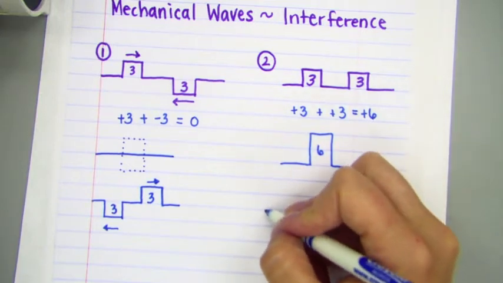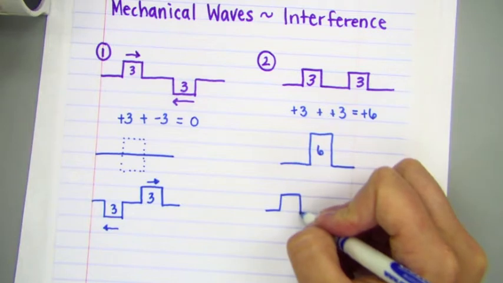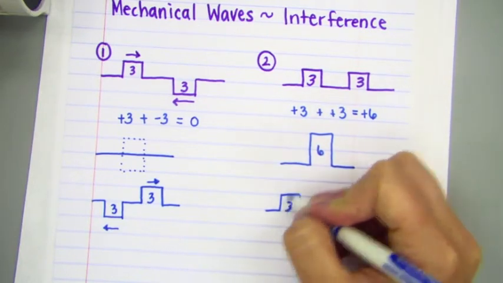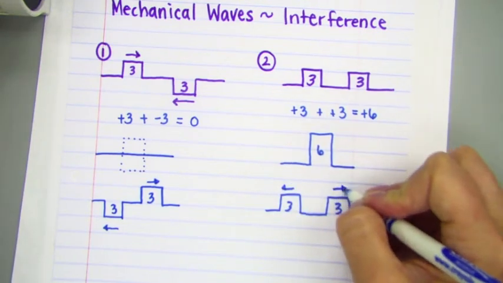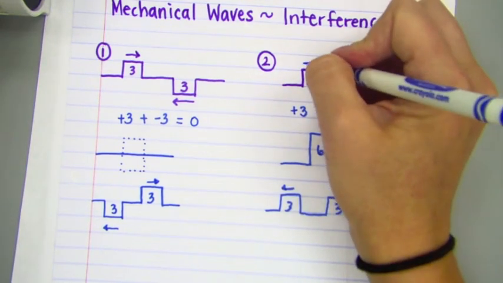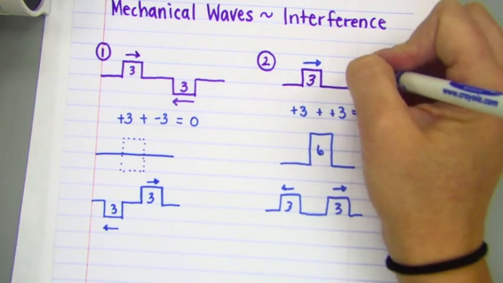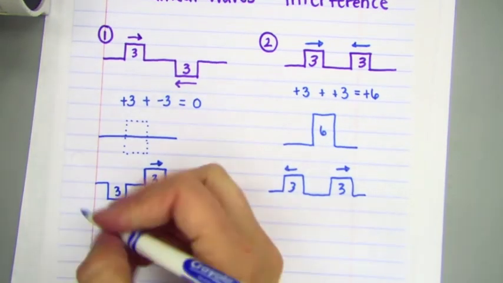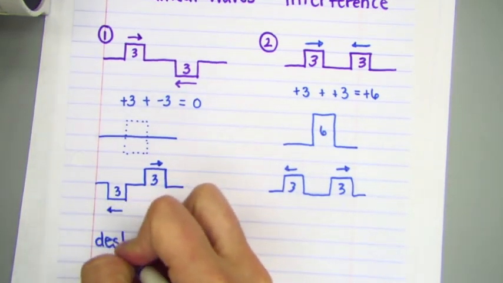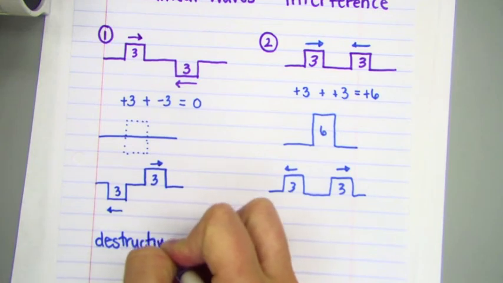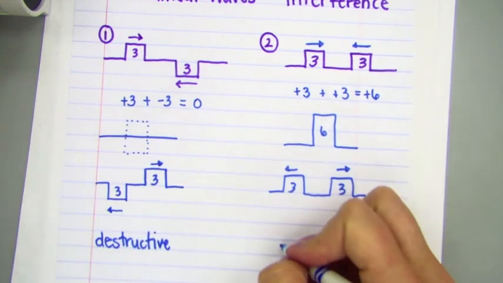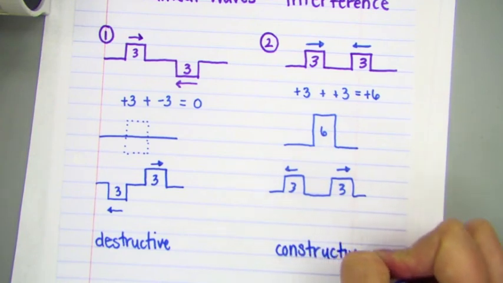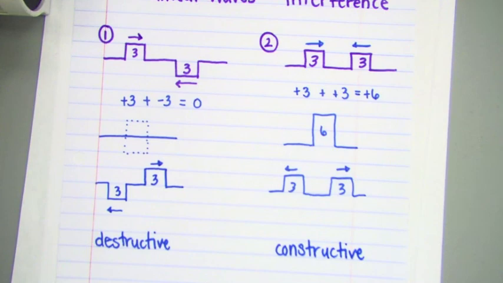After they leave each other, they keep going their merry old way. Sorry, I should have had these arrows. Okay, so first example, destructive. Second example, constructive. Good luck.